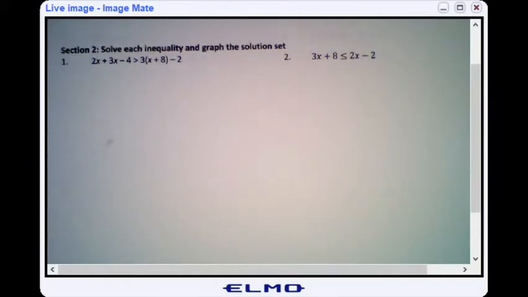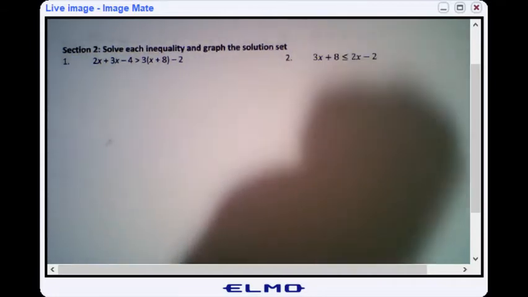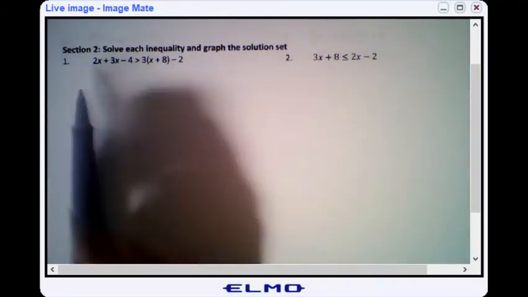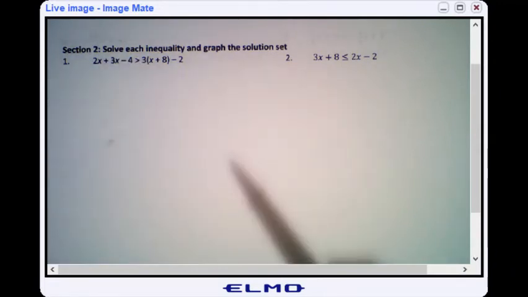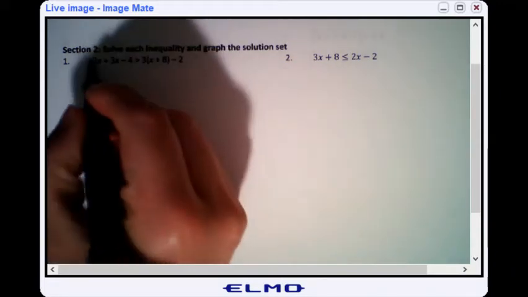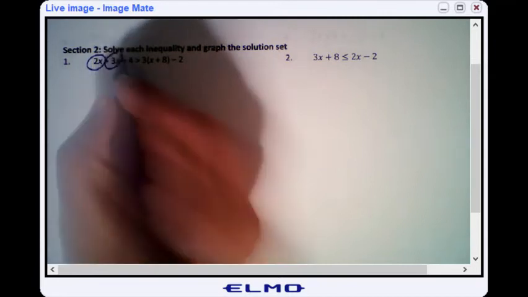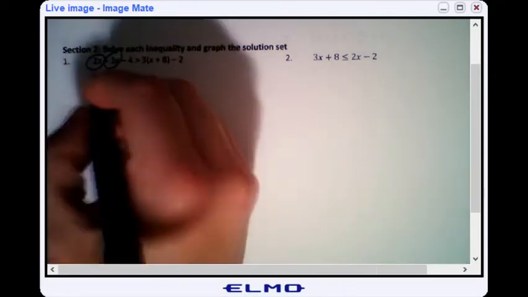For problem number 1, we have 2x plus 3x minus 4 is greater than 3 times the sum of x and 8 minus 2. When I look at the left side, I have a lot going on here. I have 3 terms. So I'm going to look and see if I have any like terms. 2x and 3x are like terms, so I'm going to combine them together. That's going to give me 5x.